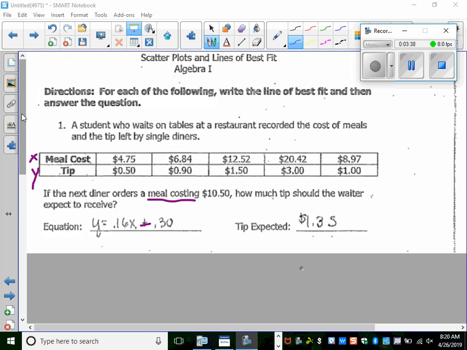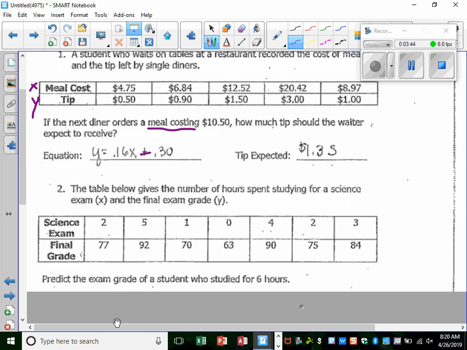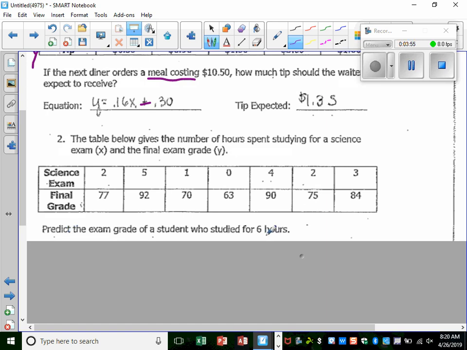We've done line of best fit before, so as I just ran you through the steps, I'm going to have you put in science exam, final grade, and do the same thing. You're going to find the line of best fit, still reviewing line of best fit. Then make a prediction: for a student who studied for 6 hours, what grade would you expect them to get on the exam? Pause it, put in your data, and answer those questions.